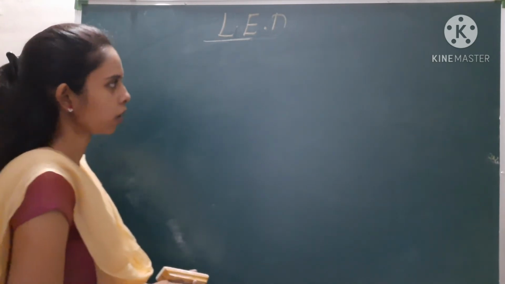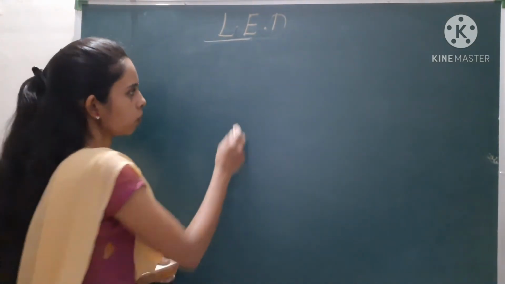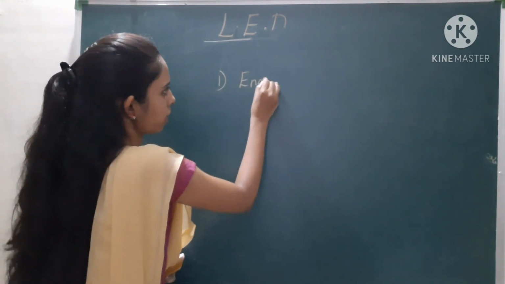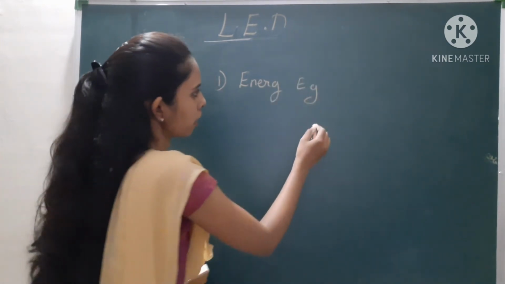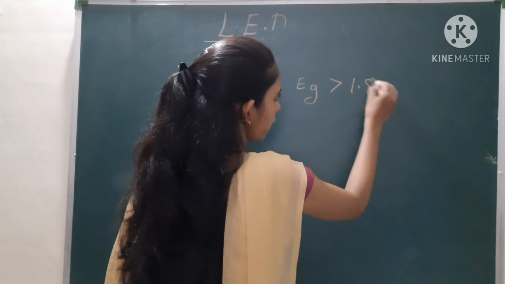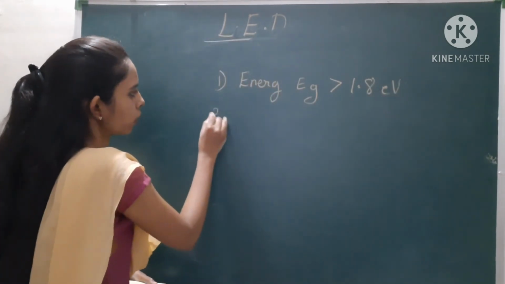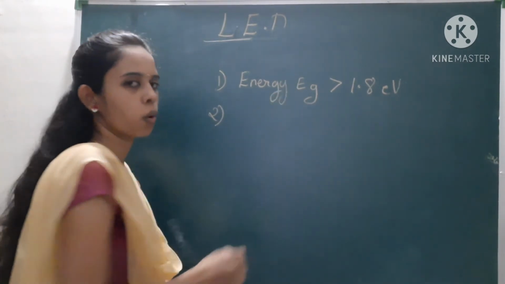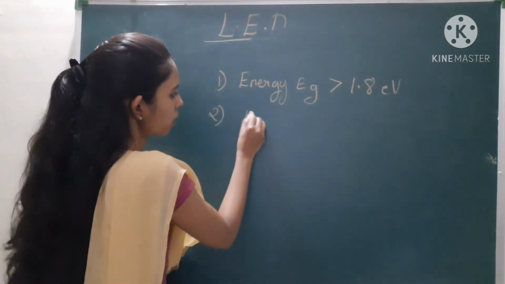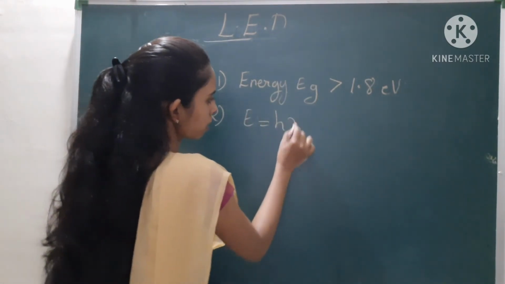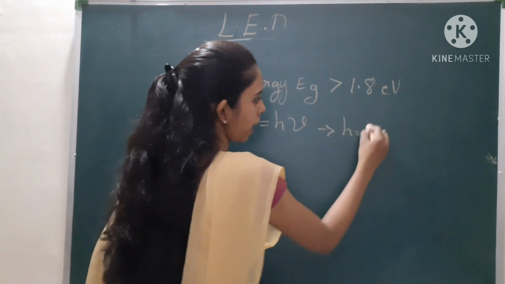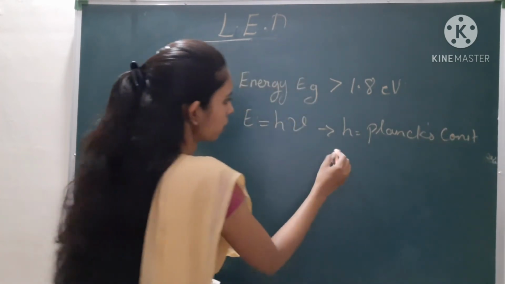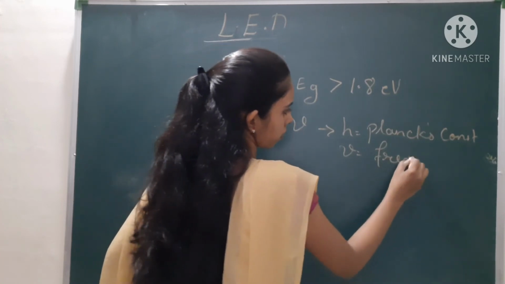Let us write in a short way how this LED works. The band gap energy should be greater than 1.8 electron volt. Whatever light is radiated by the electron and hole recombination is equal to h nu, where h is the Planck's constant and nu is the frequency.